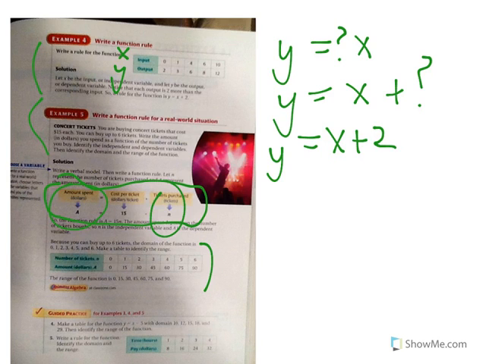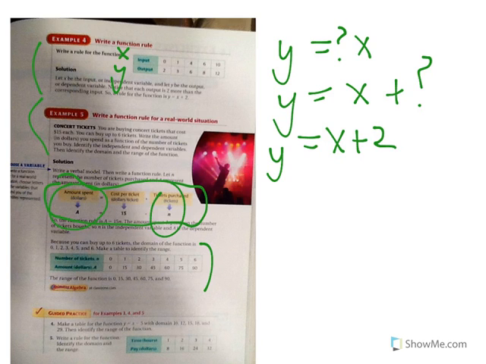For 0 tickets, it's going to be $0. For 1 ticket, it's going to be $15. For 2 tickets, $30. For 3 tickets, $45. 4 tickets, $60. 5 tickets, $75. And 6 tickets, $90. That's how it works in terms of that.